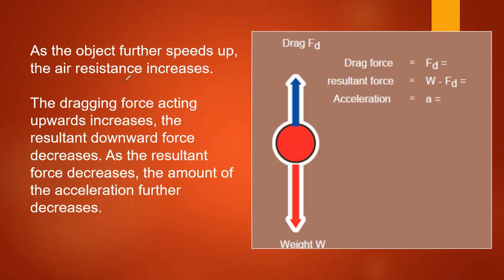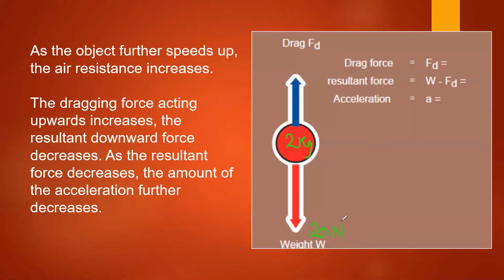As the object further speeds up, the air resistance increases. The dragging force acting upward increases. The resultant downward force decreases. As the resultant force decreases, the acceleration further decreases. So we are going to see this with an example. We are talking about the same ball that we have dropped, and we want to investigate the acceleration of the ball at different heights. The same mass is 2 kilograms for the object, and that's why the weight is 20 newtons.